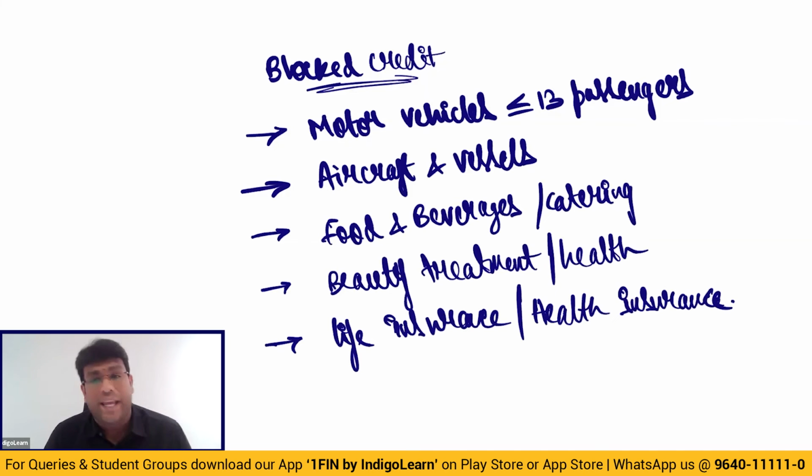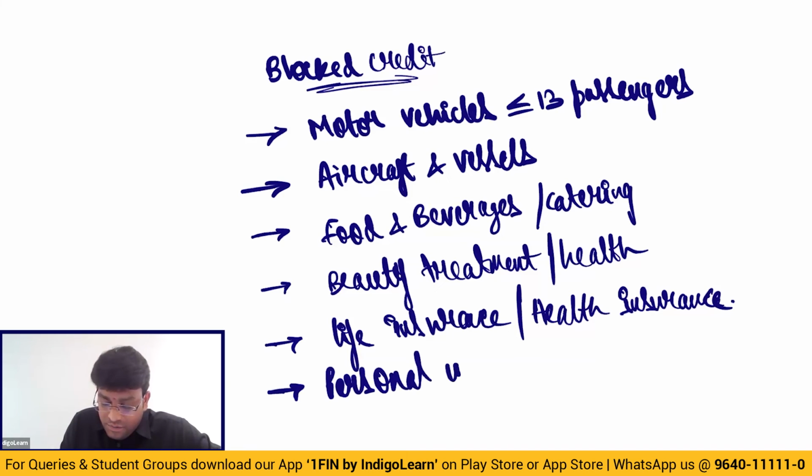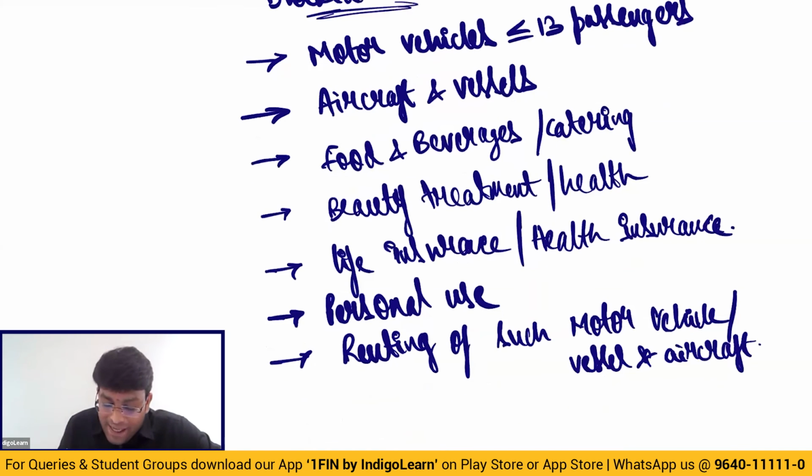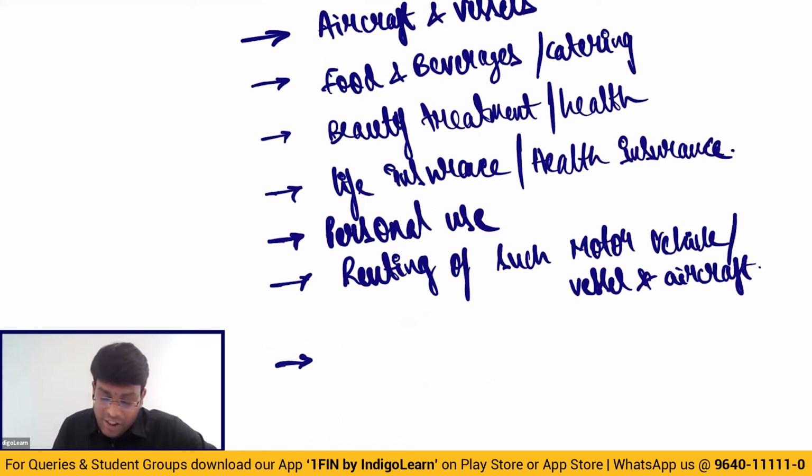But if the employer has taken life insurance or health insurance for the employee, I repeat again, friends, and it is a statutory obligation, then credit is allowed. If not, credit is not allowed. Next one, personal use, then also credit is not allowed. Next one, renting of such motor vehicle or vessel and aircraft. When I say such motor vehicle, nothing but motor vehicle where seating capacity does not exceed 13. Next one, goods purchased from composition dealer.